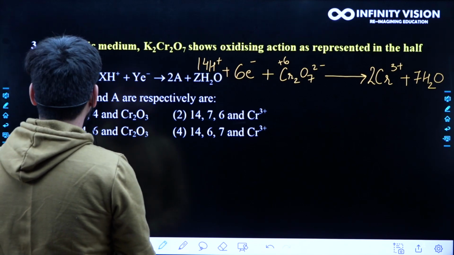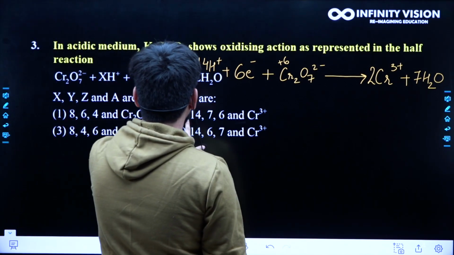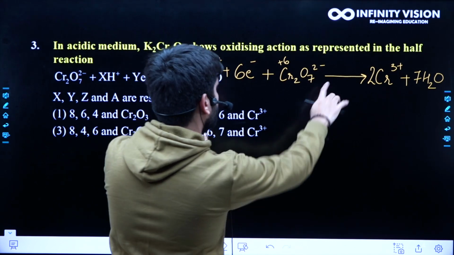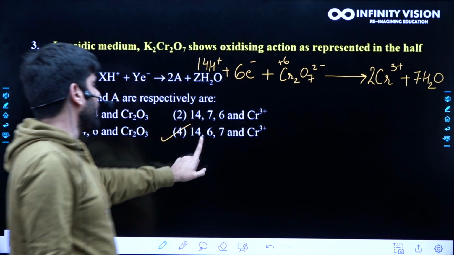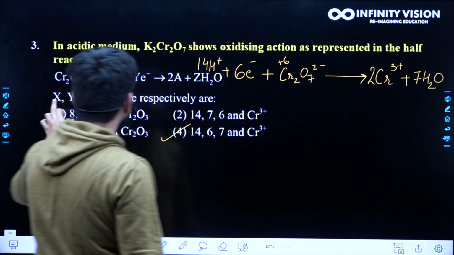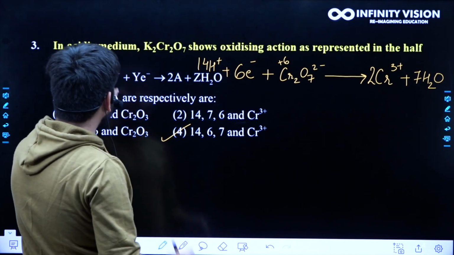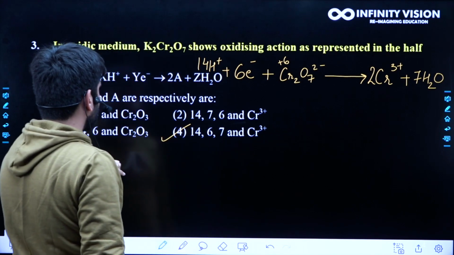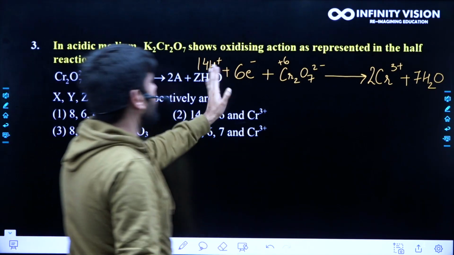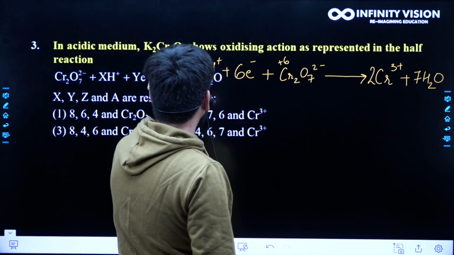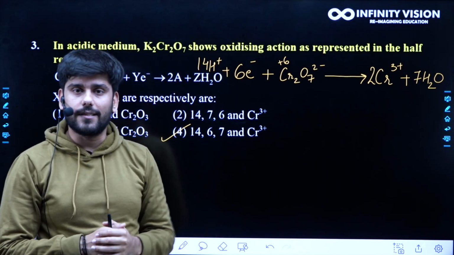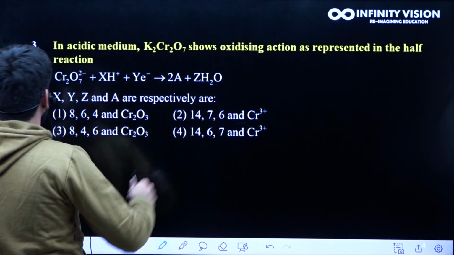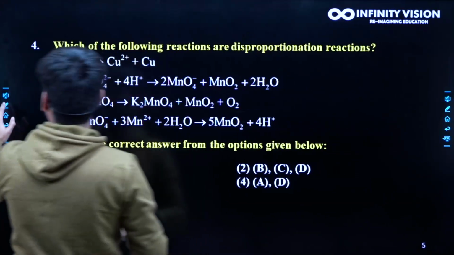So let us see the option. We have 14, then we have 6 for this value. Yes, option 4 is the right answer. We have 14 for X, that means that many H+ ions. For Y, 6 electrons are involved, so we have put 6. And then there is Z, which is the number of water molecules, which is 7. And A is the Cr3+ ion. I hope the question is clear to you. Let us move to the next question.